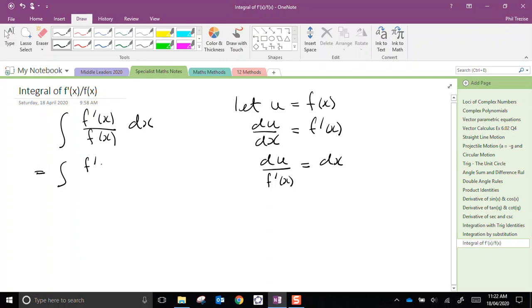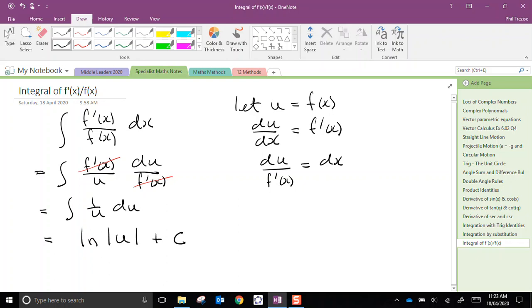I'm now ready to do my substitution over here. So f dash x still appears in the numerator. f of x will be rewritten as the substituted variable u, and dx will be rewritten as du over f dash x. Now, as we're accustomed to with this method, the f dash x component cancels, leaving us a very simple integral of 1 over u du. And that is ln, the natural log, of u plus c.